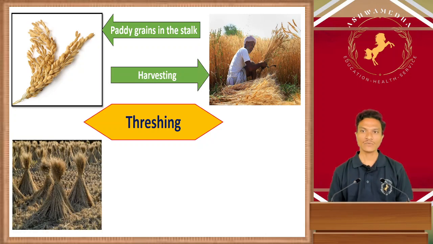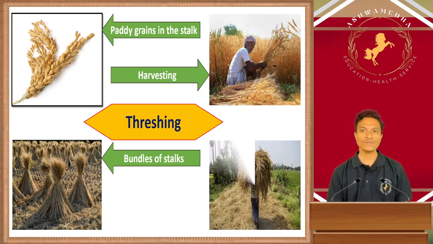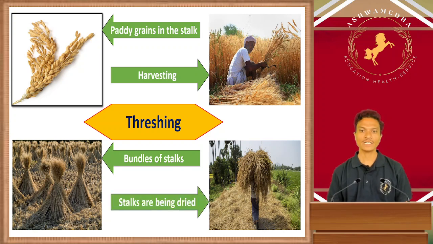See, harvesting will be done. Once the crop is ready to harvest, the farmer will harvest the crop and he will make bundles of the stalks. He will tie up and make a bundle of stalks. In that way, many bundles will be made. Later on, they will be put on a flat area and the farmer will dry them up. See, stalks are being dried. Why is it dried? I'll tell you later.